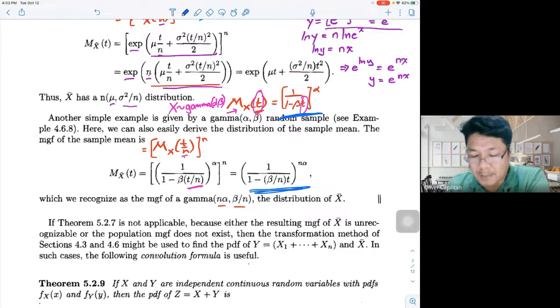Okay? So that means the parameter here, yung parameter natin, we still have a gamma distribution for our sample mean with parameters n alpha and then beta over n. So yung alpha dito dapat, ito na ngayon, n alpha. Itong beta dito, ito na ngayon, beta over n. So that's the distribution of the sample mean when we consider a random sample from a gamma alpha, beta family. We apply the moment generating function technique.